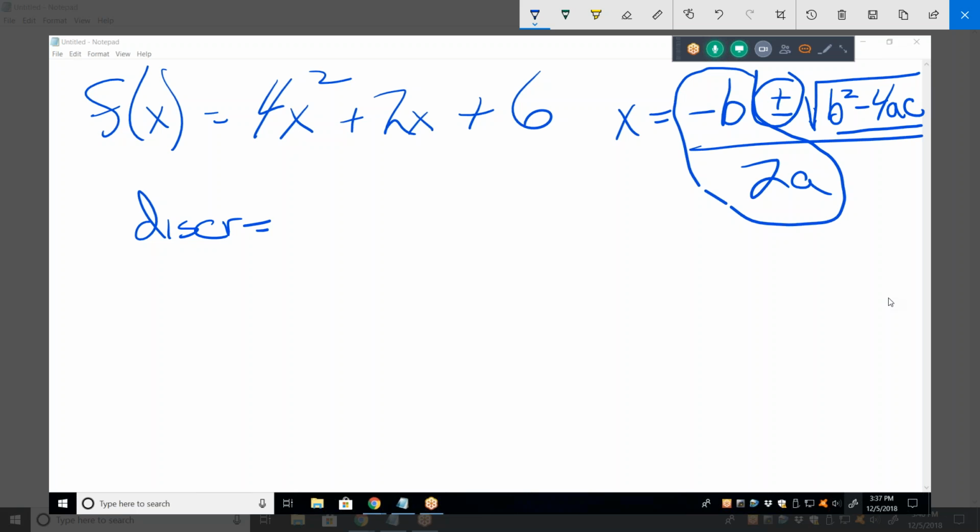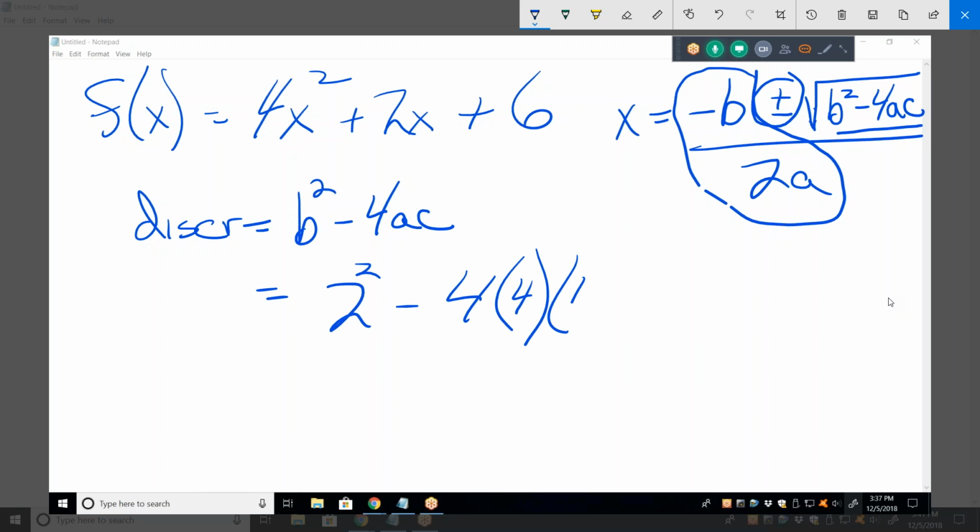So the discriminant is b squared minus 4ac. What is that here? That is 2 squared minus 4 times 4 times 6, which is 4 minus 96. Let's see, 4 times 6 is 24, and 4 times 24 is 96, which gives negative 92.